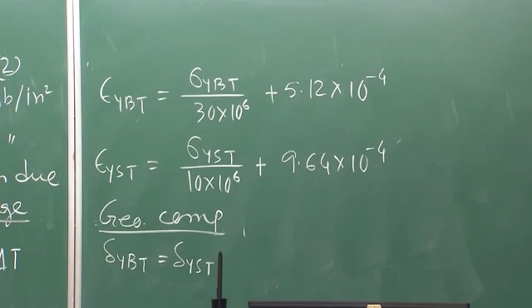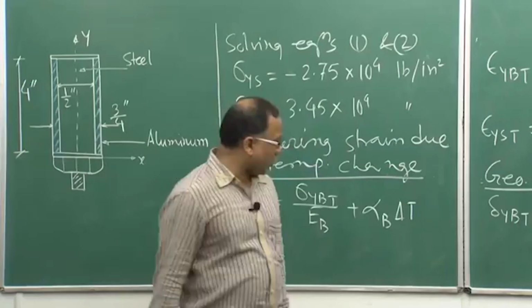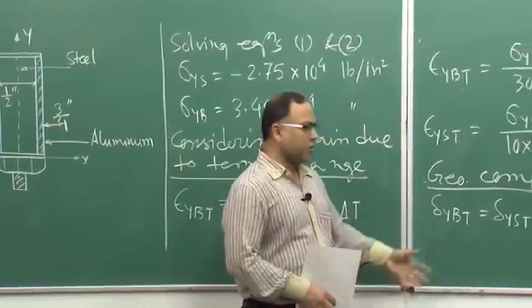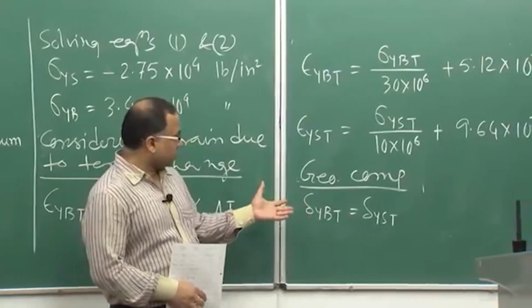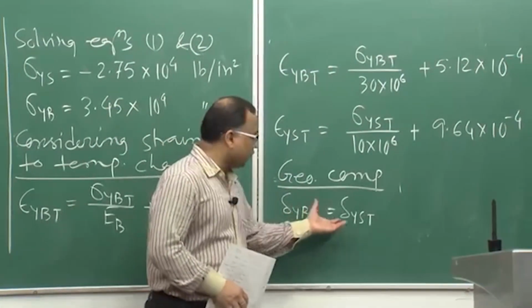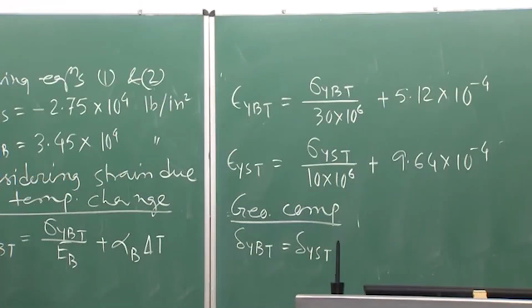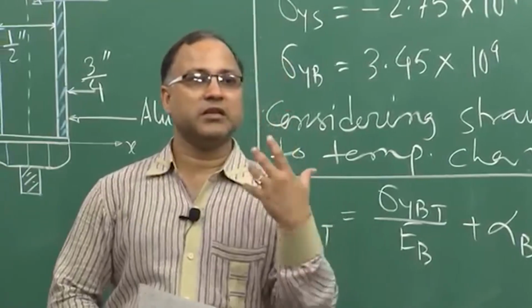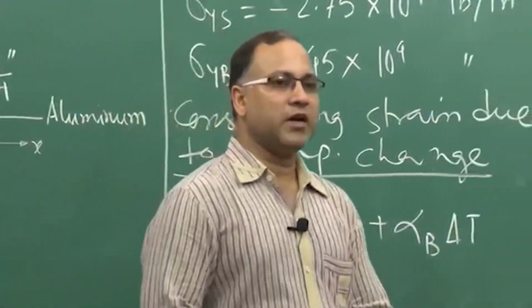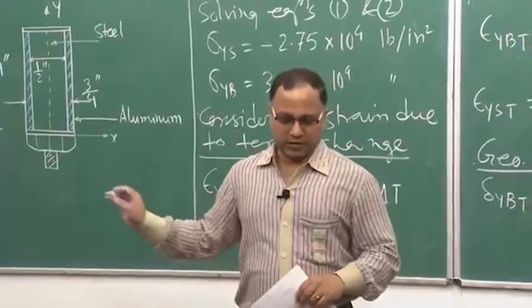So, I will stop here today. In the next class, we will be continuing the same problem. Geometric compatibility says that delta y b t equals delta y s t. That means the deformation in the sleeve must be equal to the deformation in the bolt. So, I will stop here today. In the next class, we will continue the same problem. Thank you very much.